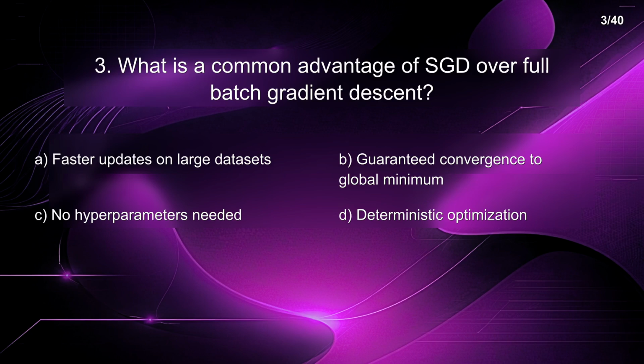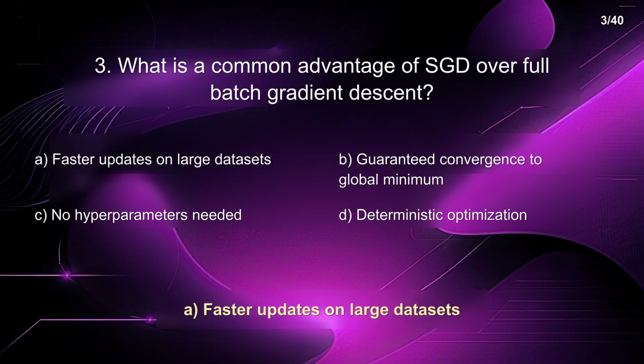Third question. What is a common advantage of SGD over full batch gradient descent? A. Faster updates on large datasets. B. Guaranteed convergence to global minimum. C. No hyperparameters needed. D. Deterministic optimization. Correct answer is A. Faster updates on large datasets.